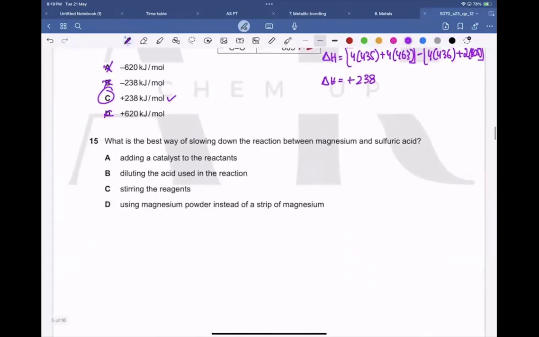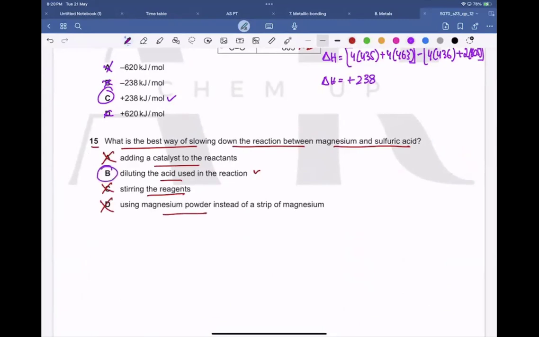Now, question number 15. What is the best way of slowing down the reaction between magnesium and sulfuric acid? Adding a catalyst, not at all. It speeds up the reaction. Diluting the acid, yes, it can. Stirring the reagent, on stirring they react more rapidly, so C goes wrong. Using a magnesium powder, obviously surface area is increased, so it also increases the rate of reaction. So only B is the correct answer.